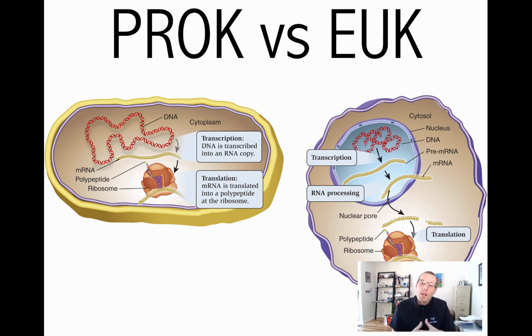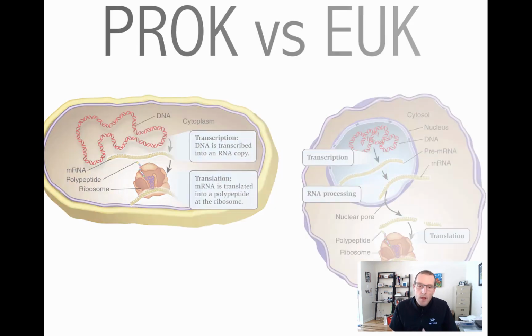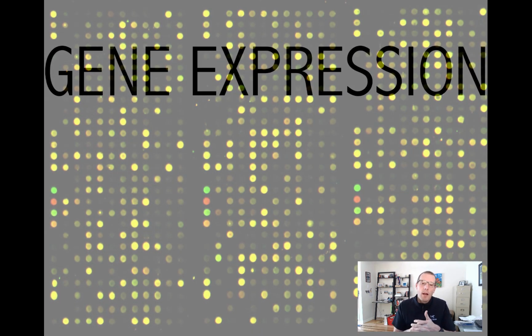And so remember, in translation, we're going to read the information in the mRNA and use that information to join amino acids together to make a polypeptide. So focus on the fact that there is spatial segregation of transcription and translation in a eukaryote, but not in a prokaryote. That is it. We'll start getting to some details in our next segment.